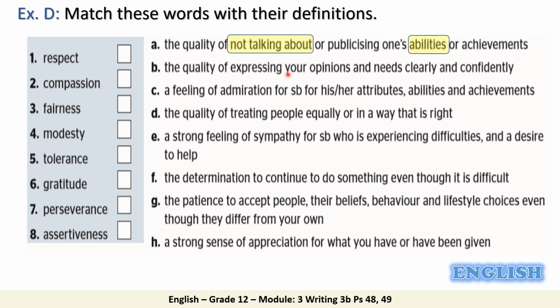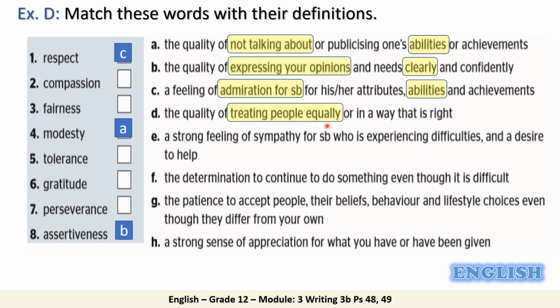Number 1, when you are not talking about your abilities or achievements, this is called, your answer please. This is called modesty, and you are modest. Number 2, the quality of expressing your opinions clearly and confidently. Your choice. This is called assertiveness, right? And you are assertive. Next, the feeling of admiration for somebody, for his or her attributes or abilities or achievements. This is called respect, and you are respectful. Next, the quality of treating people equally. This is called fairness, and you are fair.